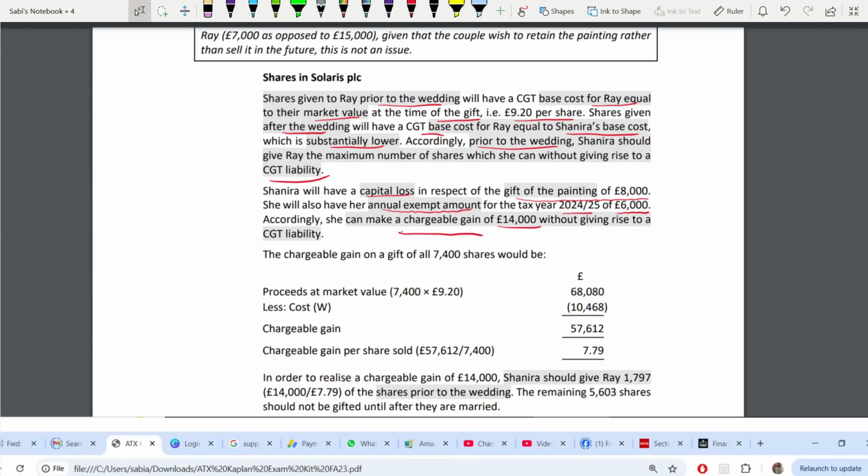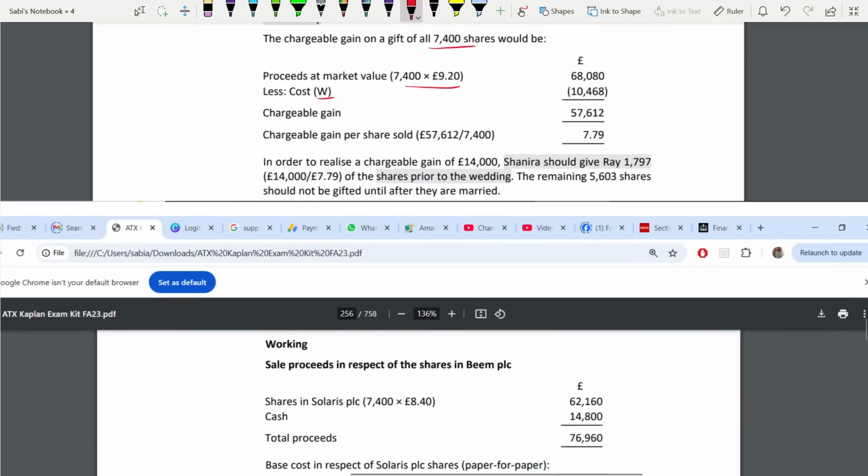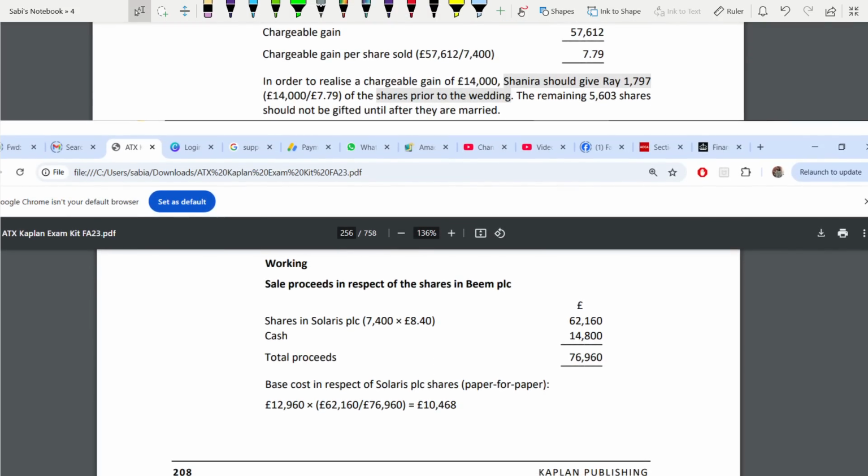What is the proceed? We are selling 7,400 shares at the market value. The cost, there is a working to it. We'll go to that working here. So first you need the shares in Beam PLC. This was the share price at that time, and 7,400 shares we have sold. This is the proceed we have got, and in cash we got 14,800. Total proceed is this.